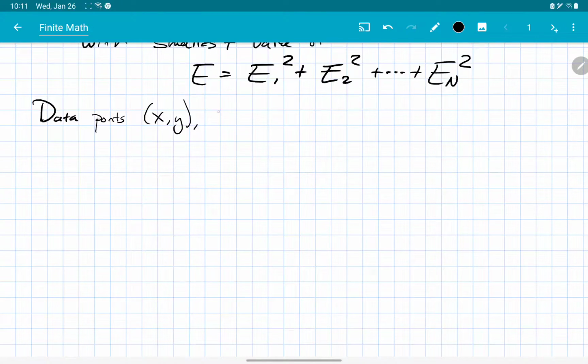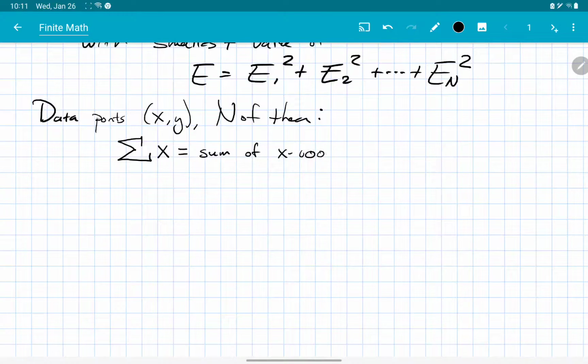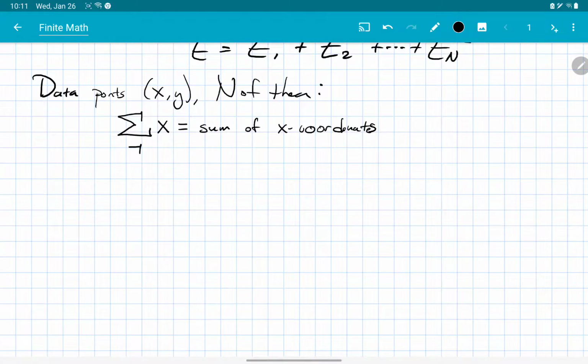Okay, so if we have data points x, y, and there are n of them, we have the following definitions. Sum sign, the big sigma, x is going to be the sum of the x coordinates of your data. Okay, so the sum x is going to stand for the sum of the x coordinates of your data. Sum x squared is going to stand for the sum of the squares of the x coordinates.